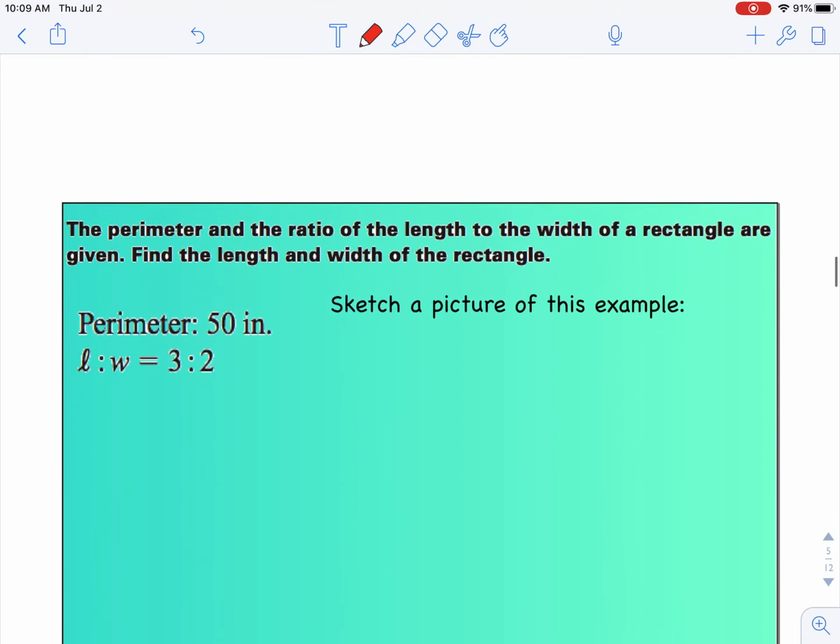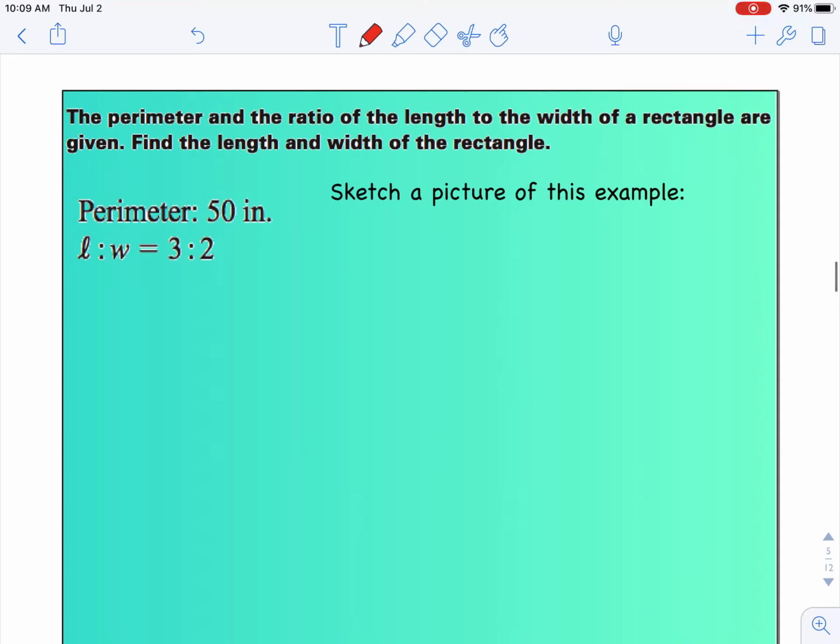All right, let's try some more examples. Now this gets a little interesting, but if I can try to walk you through intuitively what's going on, I think this will help for the next several examples. It says the perimeter and the ratio of length to width of a rectangle are given. So you're given the perimeter is 50 and the length to width ratio reduced is 3 to 2. So what does that really mean?